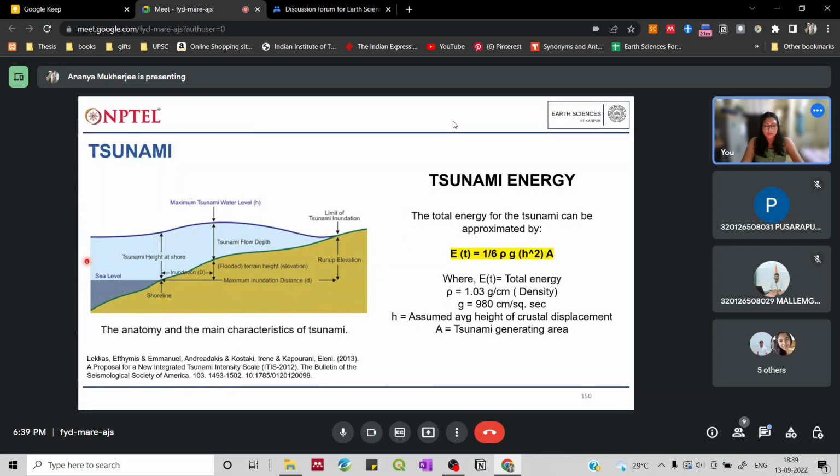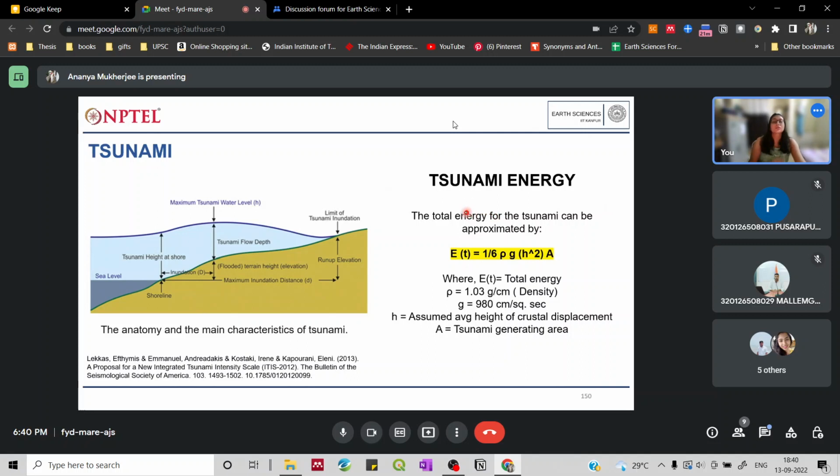These are some of the terms associated with the tsunami, and then we calculate the tsunami energy. If you remember, we could calculate the energy of the earthquake. We could also calculate the moment magnitude from the magnitude of the earthquake.